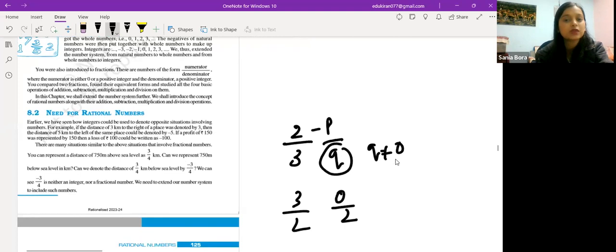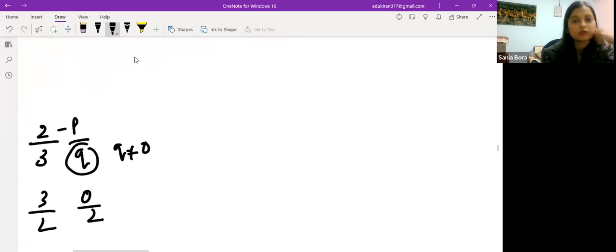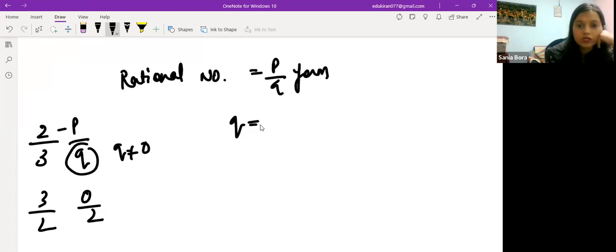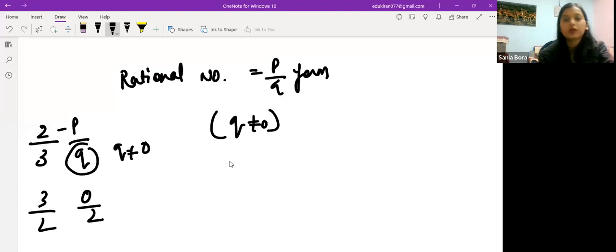So in case somebody asks you, what is a rational number? You will say rational numbers are the numbers that are written in P upon Q form, and at that time, Q is not equal to 0. Fine? Everybody got it? Okay. Now this is the rational number, right?